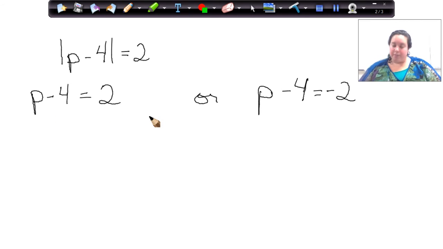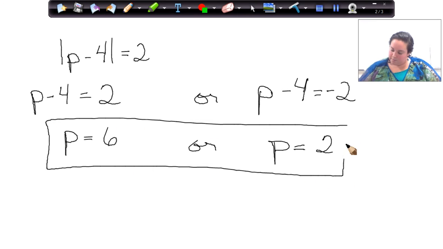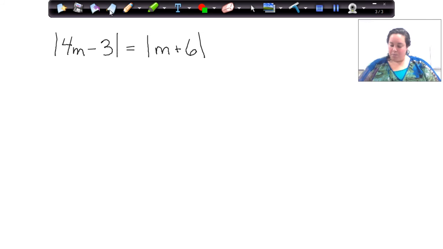So we can solve each of these two equations separately. Let's add 4 to both sides. P equals 6 or P equals 2. Two options. All right, let's look at one more.